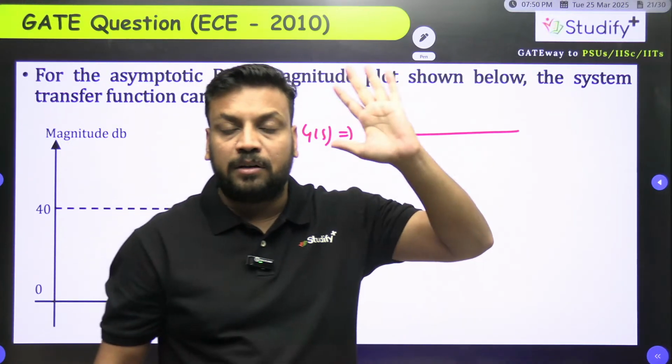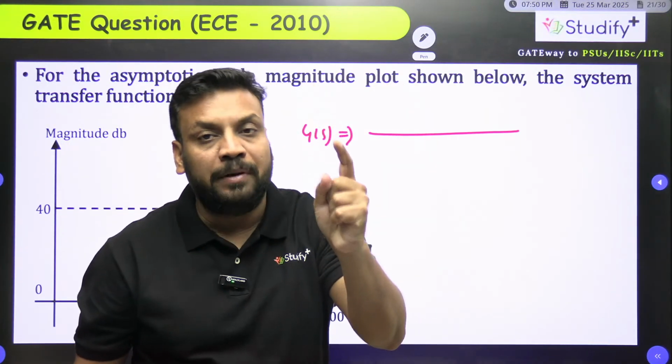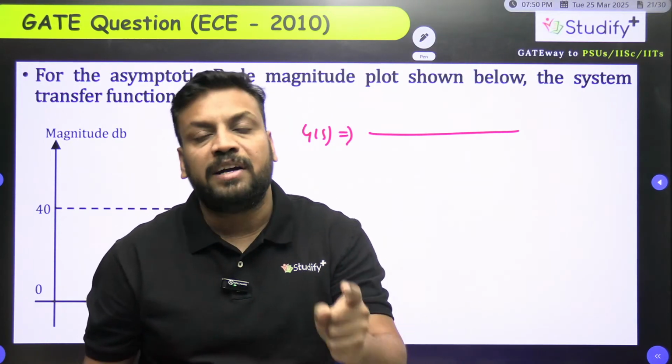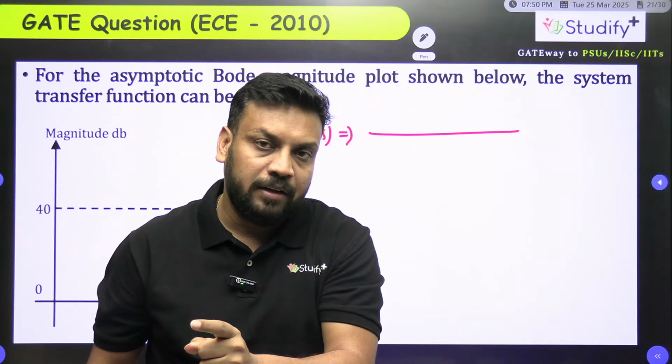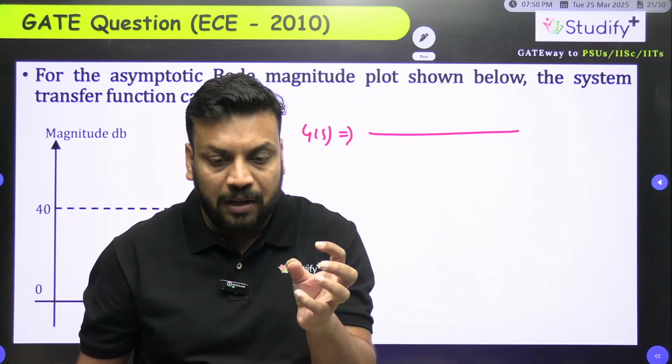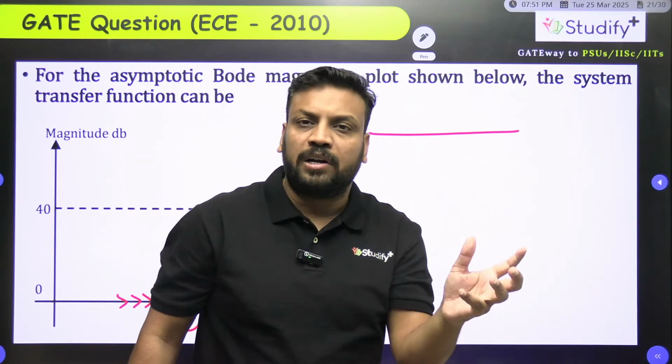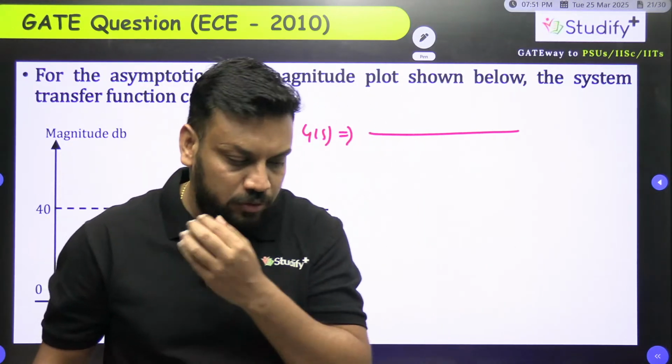I am again repeating the concept for you. One pole means minus 20 dB per decade, and 1 zero signifies plus 20 dB per decade. Okay, this is all about the slope concept. I explained this whole concept in yesterday's class actually. Yesterday we conducted a 1 hour class, and today the class is also going on.